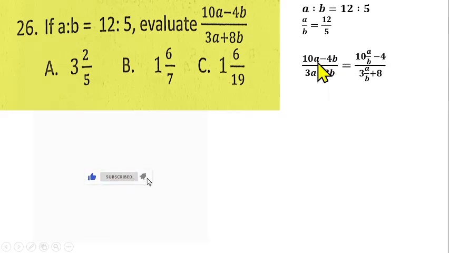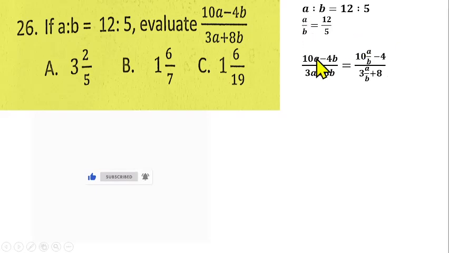So we can divide each term here by b. If I divide this one by b, 10a divided by b gives us 10a over b. Minus, you divide this one also by b, that means you have minus 4, because b divided by b will give us 1. So we are left with minus 4. The reason why we are dividing by b is because we want to make everything look like a over b.